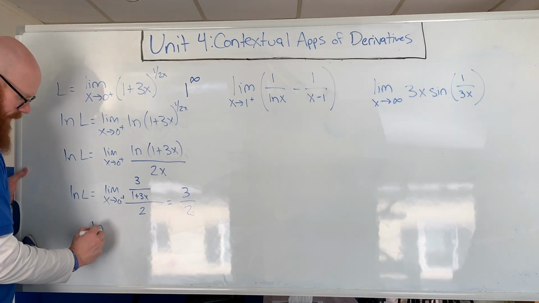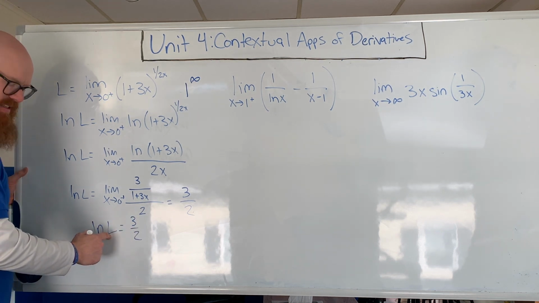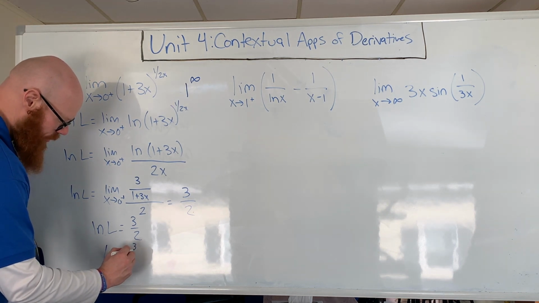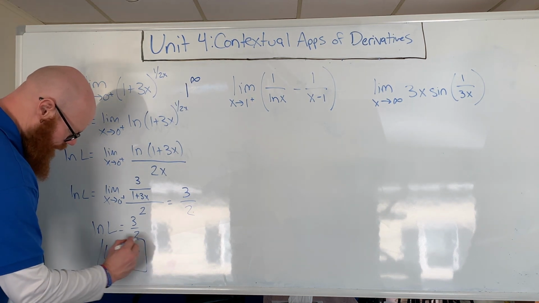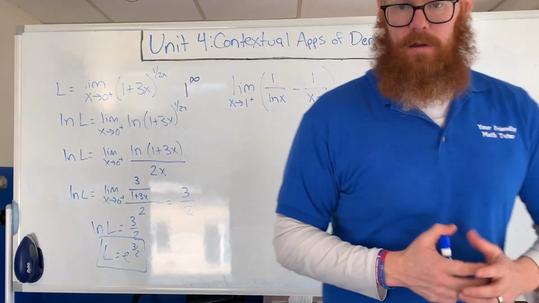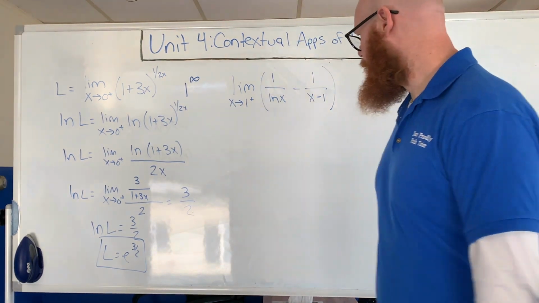But we're not finished. I almost made that mistake. We have to remember we're solving for the limit. This is the ln of the limit. So the limit is going to equal e to the 3 over 2. That's the final answer to the limit, which is certainly not 1. So 1 to the infinity is not necessarily 1.